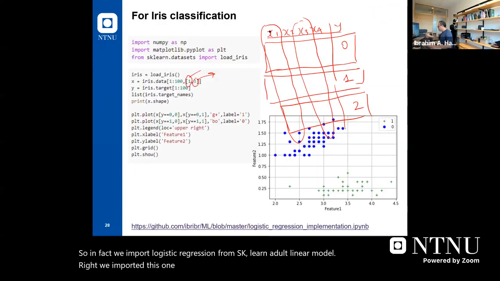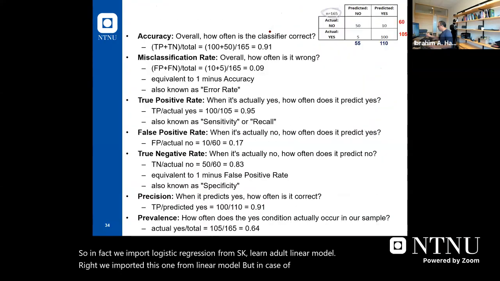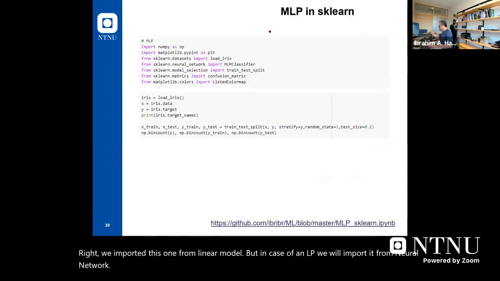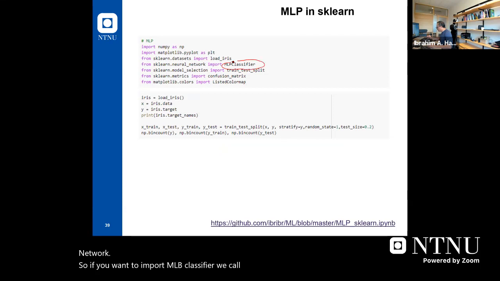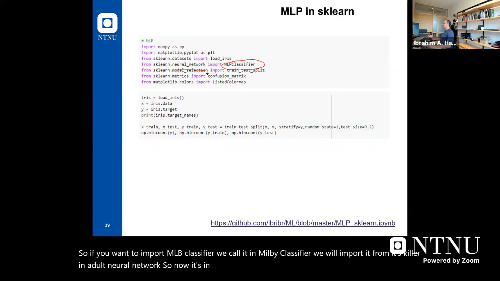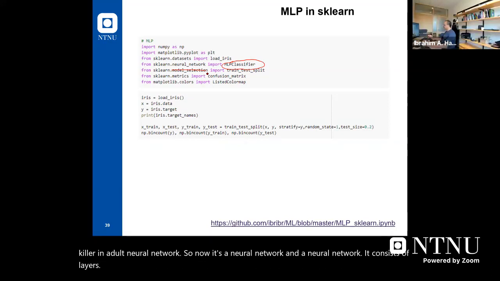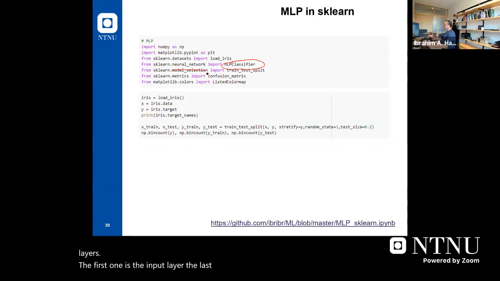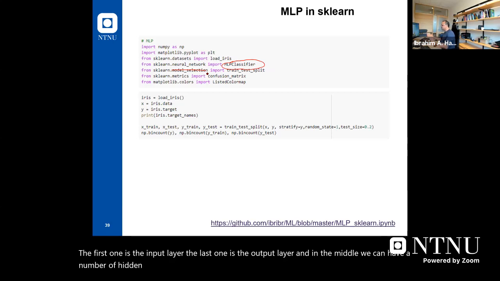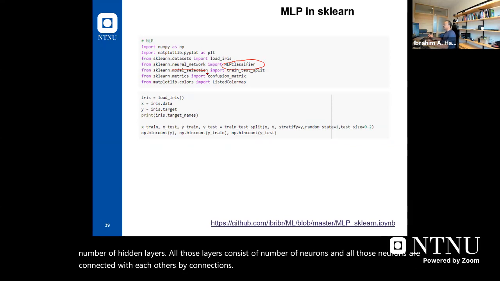But in the case of MLP, we will import it from neural network. If you want to import MLPClassifier, we will import it from sklearn.neural_network. So now it's a neural network, and a neural network consists of layers. The first one is the input layer. The last one is the output layer. And in the middle, we can have a number of hidden layers. All those layers consist of a number of neurons, and all those neurons are connected with each other by connections. And each connection has a weight value, right?